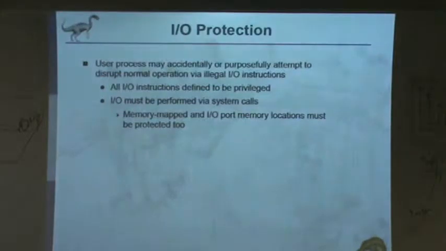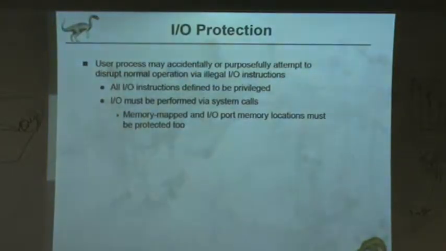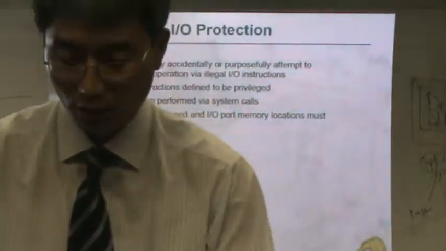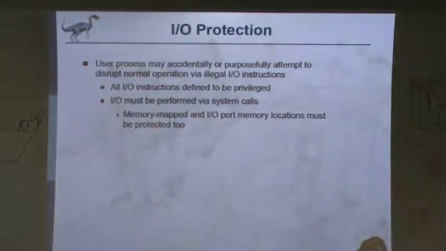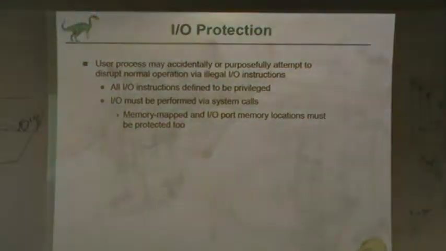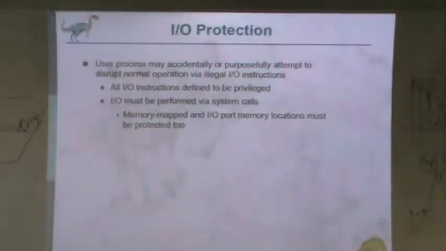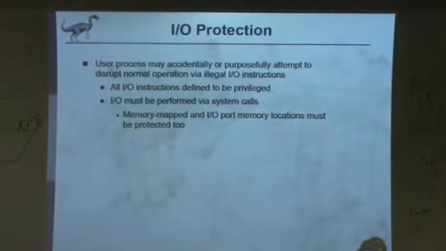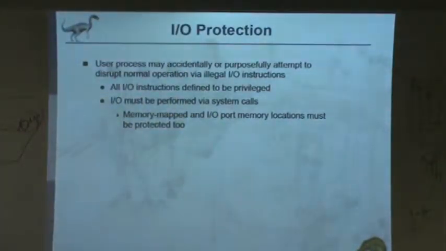I/O protection is just like memory protection. Memory protection is more important because memory is nothing but a set of addresses. If you know the address, you can easily change the data. That can cause a lot of problems. Actually, it's a real problem. Similarly, the I/O may also cause such a problem. So we need to protect such I/O.